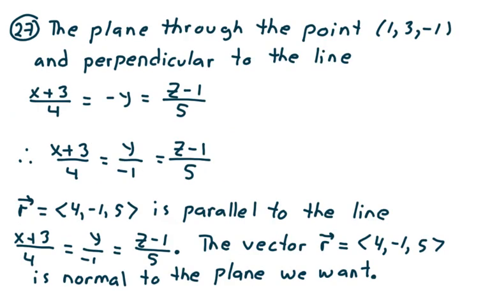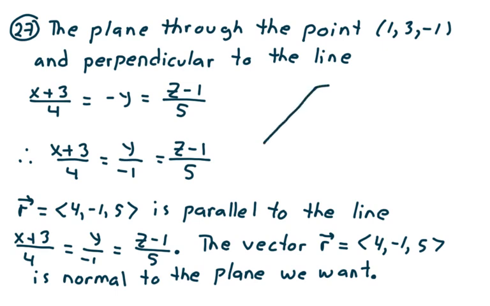Let's take a look at problem 27. Suppose we want the equation of the plane through the point (1, 3, negative 1) and perpendicular to the line (x plus 3) over 4 equals negative y, which equals (z minus 1) over 5. This line can be rewritten as (x plus 3) over 4 equals y over negative 1, which equals (z minus 1) over 5. And I want to draw a picture of what's going on here.